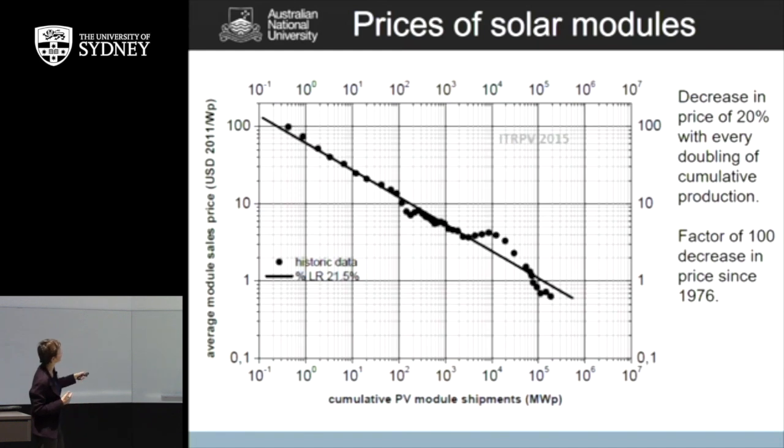This is a very important concept because what we find is that the price decreases by about 20% every time you double the cumulative production. We can also see that so far it's keeping going. A few little bumps in the road, but so far the overall trend is continuing, and that means we can expect the price to continue to decline.